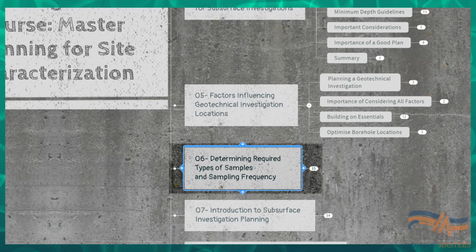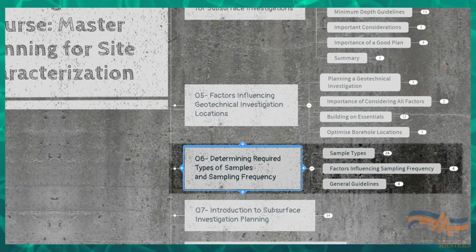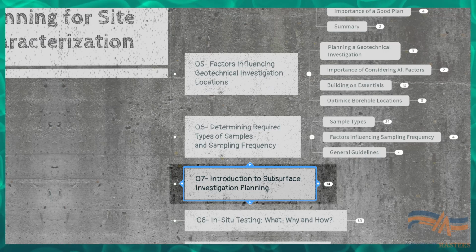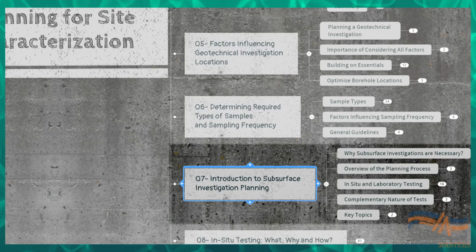Next, in Episode 6, Determining Types of Samples and Sampling Frequency, we distinguished between disturbed and undisturbed samples, explained their uses for index and performance tests respectively, and explored the factors influencing sampling frequency, including subsurface variability and project type, along with some recommendations.